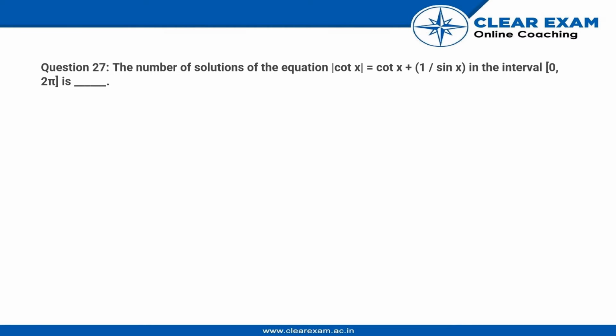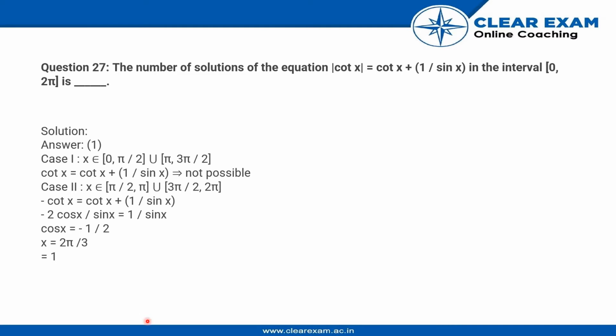The number of solutions of the equation |cot x| = cot x + 1/sin x, in the interval 0 to 2π. So here we know that x, when in the interval 0 to 2π, will have two domains, because cot will have different values and different domains.